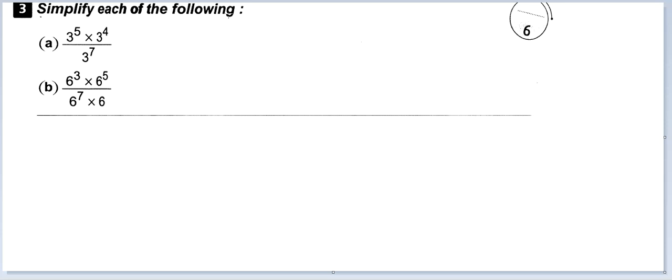Simplify each of the following. Question A, he said 3 to power 5 times 3 to power 4 over 3 to power 7.